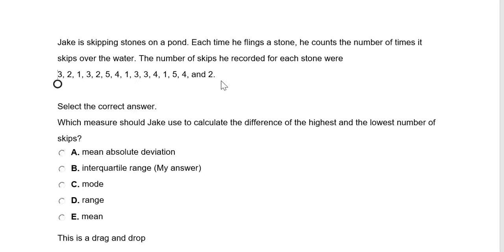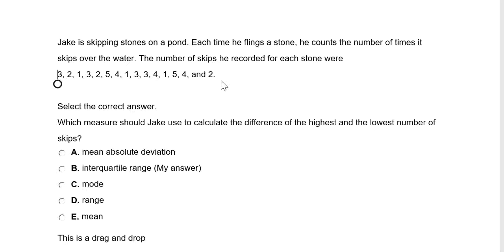So, you selected interquartile range, which would be all of the values between the 25th and the 75th percentile. So we're kind of leaving out the numbers to the two sides of the range here. That's not the correct answer. So let's talk about the other answers.